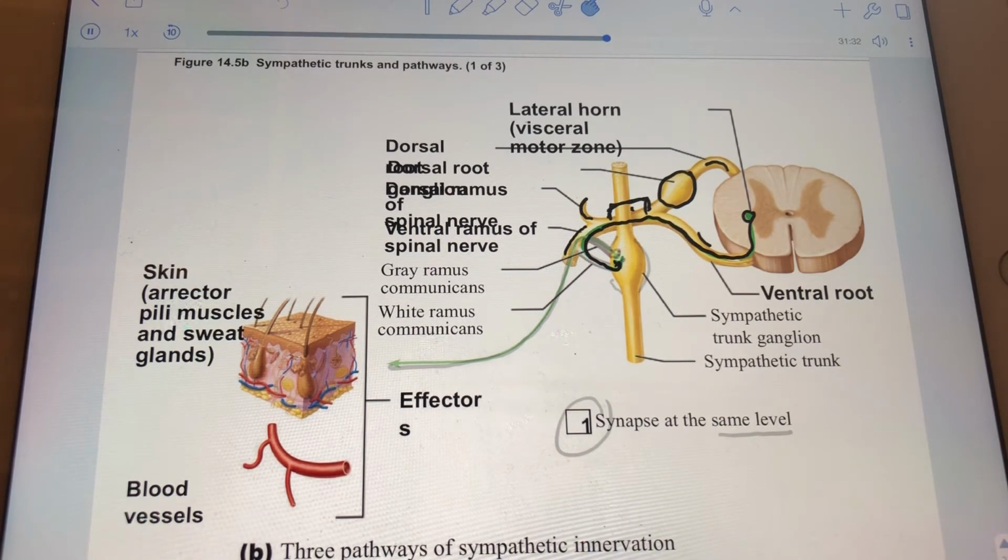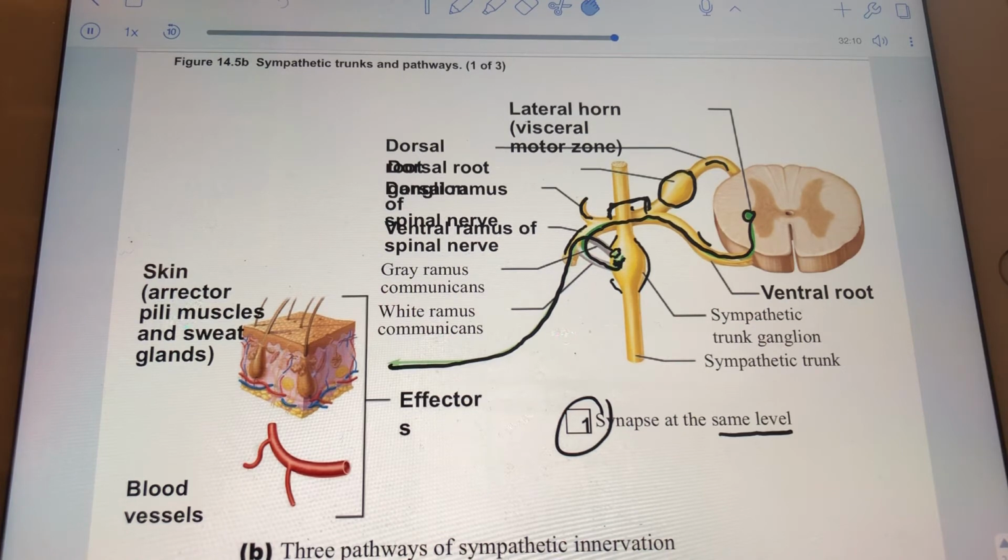Why white? Because the preganglionic neuron is lightly myelinated, okay? And in this particular scenario, the synapse between preganglionic and postganglionic is occurring within a sympathetic trunk ganglion at the same level. Here is the cell body of the postganglionic neuron. Okay, here is its axon, okay?